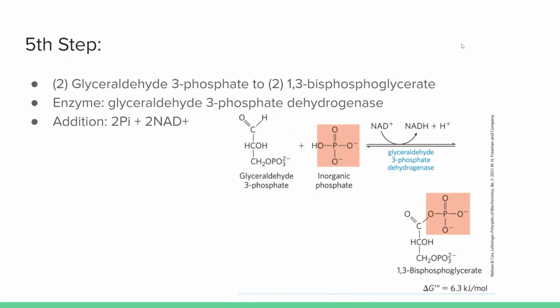Using the 2 glyceraldehyde 3-phosphates, 2 inorganic phosphates plus 2 NAD plus molecules are added to the reaction with the glyceraldehyde 3-phosphate dehydrogenase enzyme, which catalyzes it. The phosphate group is added to the glyceraldehyde 3-phosphate molecule, which causes it to remove the hydrogen off the inorganic phosphate. Then, using the NAD plus molecule, it is reduced to NADH. This phase is reversible. The oxidized phosphate is now bound to the glyceraldehyde 3-phosphate, creating 1,3-bisphosphoglycerate.